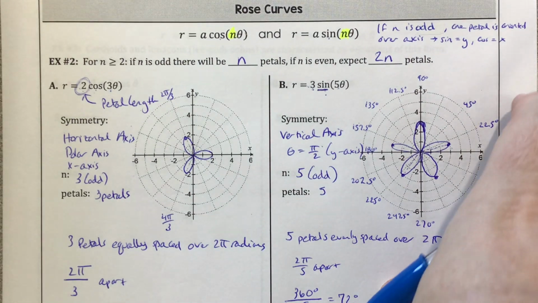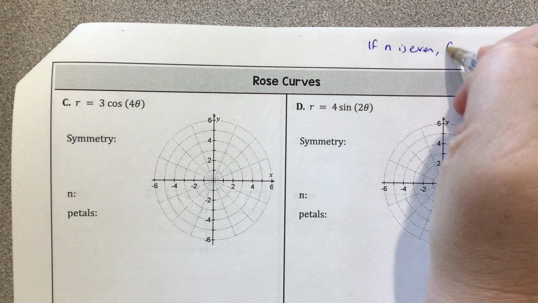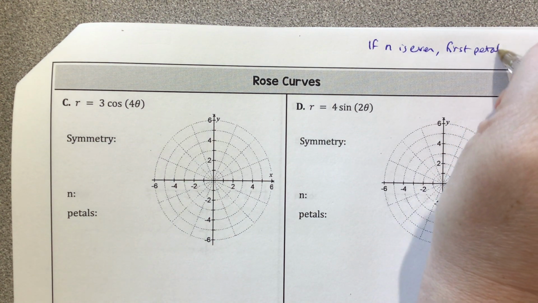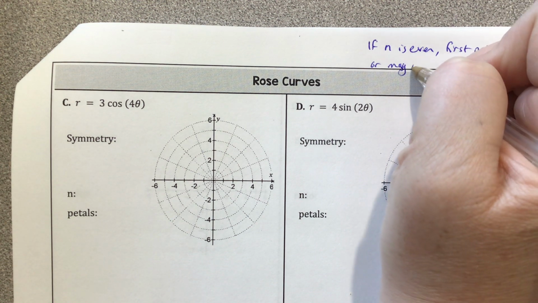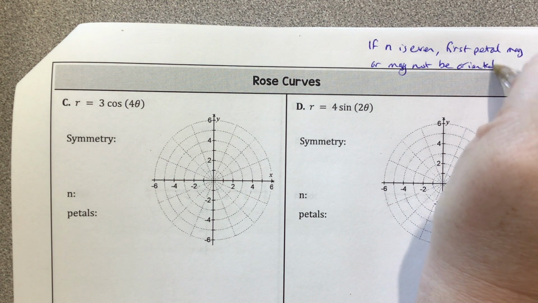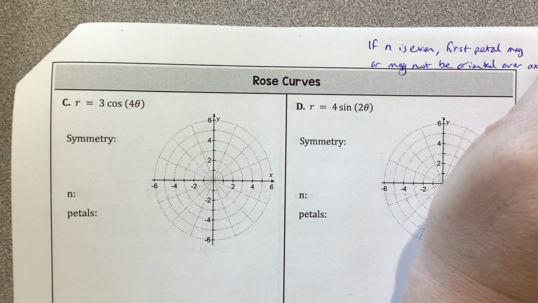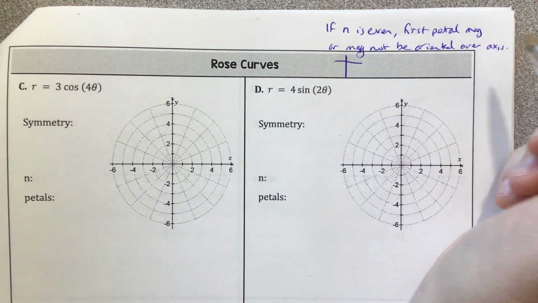But if n is even, the first petal may or may not be oriented over an axis. So in this case, we have to default to point plotting. So I'm going to build a table of values here.